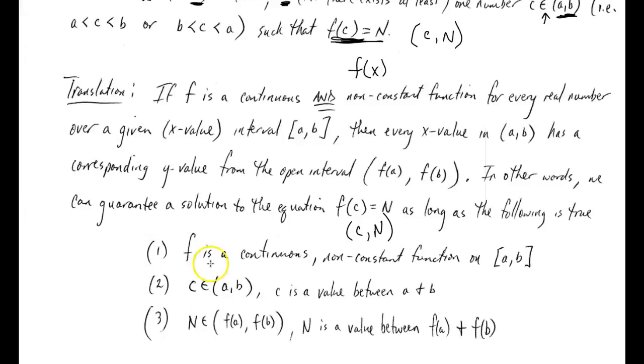Number one, f is continuous and non-constant on this closed interval. Number two, we have some value c, an x value that we pick strictly in between a and b. And of course, n is a value that is strictly in between f of a and f of b. Okay, and we know that f of a and f of b are not equal, and that's the point of that non-constant function condition.